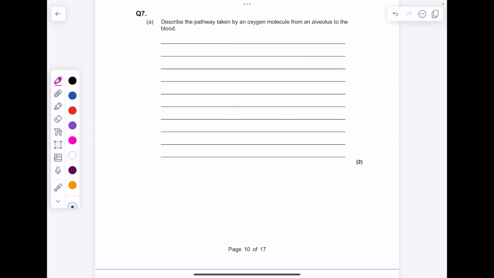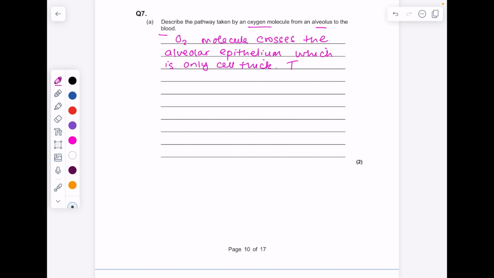Describe the pathway taken by an oxygen molecule from an alveolus to the blood. So the oxygen molecule crosses, be really specific here, the alveolar epithelium, which is only 1 cell thick. The oxygen molecule enters the epithelium of the capillary. This is a short diffusion pathway.